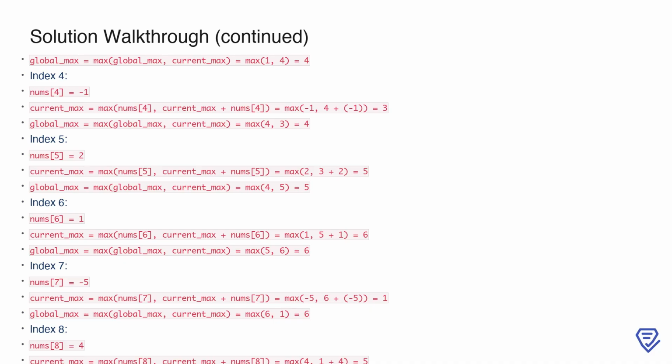The maximum here is calculated as -5 or 1, resulting in a current_max of 1. Since global_max remains higher at 6, it does not change. Finally, at index 8, the value is 4.